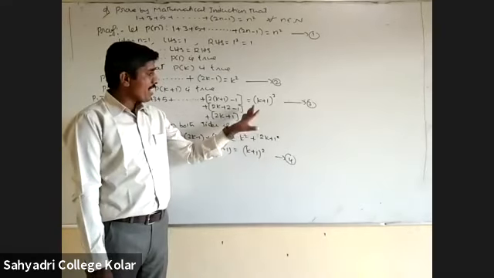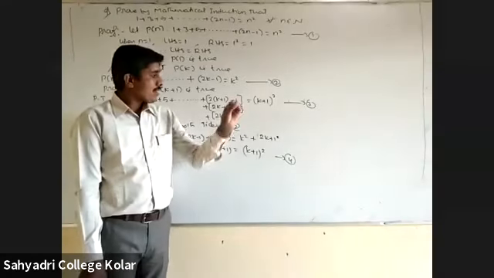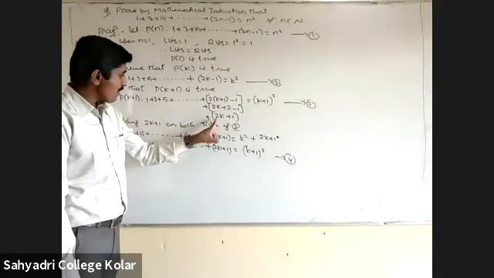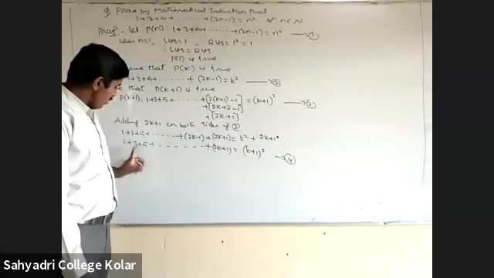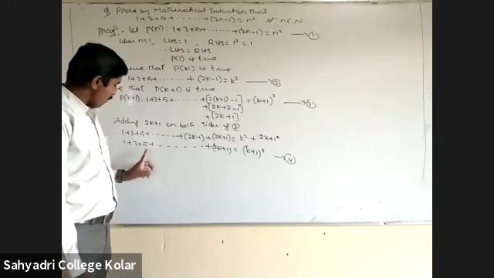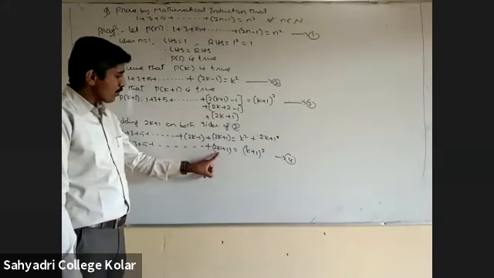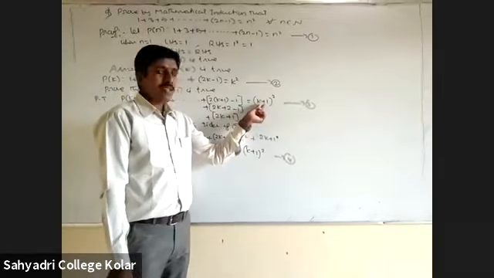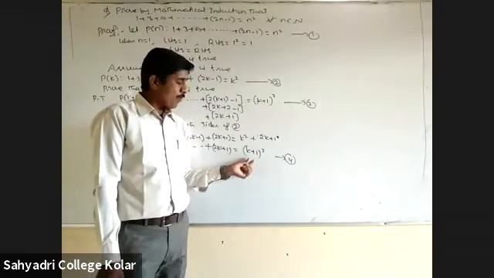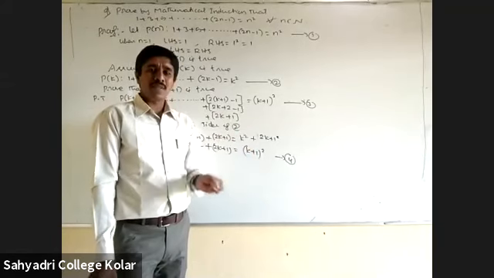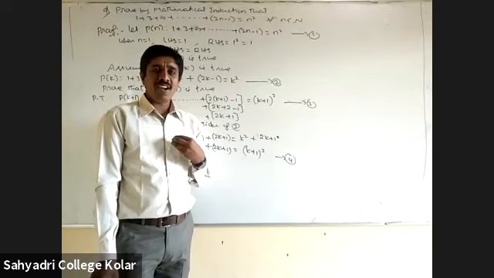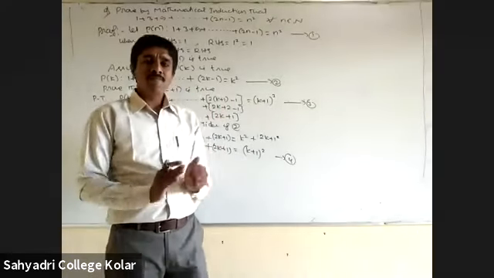Now comparing equations 3 and 4. Equation 3 LHS: 1 plus 3 plus 5 plus so on plus 2k plus 1. Equation 4 LHS: 1 plus 3 plus 5 plus 7 up to 2k plus 1. Both are same. Now by comparing RHS, k plus 1 whole square, here k plus 1 whole square, both are same, which means both equations are same. Therefore the given statement is true for n is equal to k plus 1.